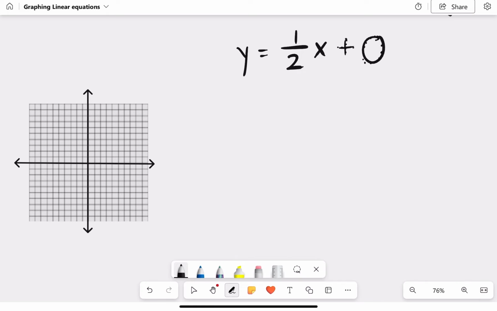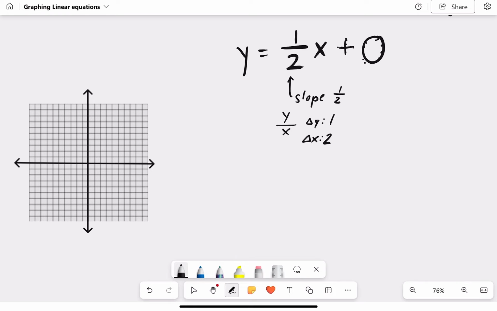Now, let's take a look at m. Our slope is 1/2. And like we said, our slope is change in y over change in x. So the change in y is 1, and the change in x is 2. So when y goes up by 1, x goes 2 to the right.